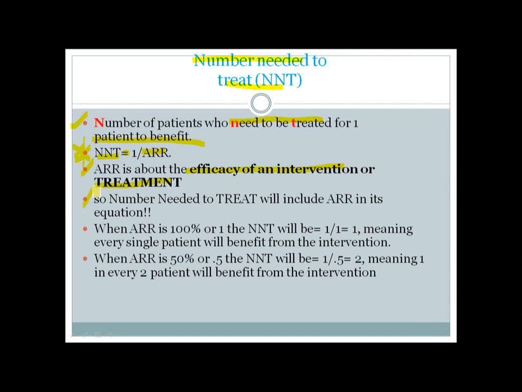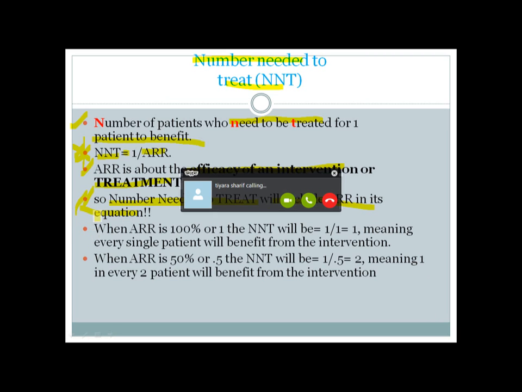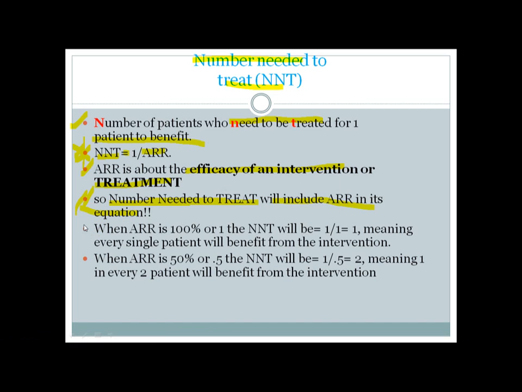And now, that's why number needed to treat will include ARR in this equation simply. So let's just use it. When ARR is 100% or 1, the NNT will be 1 by ARR. So 1 by 1 is also 1, meaning every single patient will benefit from the intervention. But when the ARR drops to 50% or 0.5, the NNT will be 1 by 0.5 equals 2, meaning 1 in every 2 patients will benefit from the intervention.